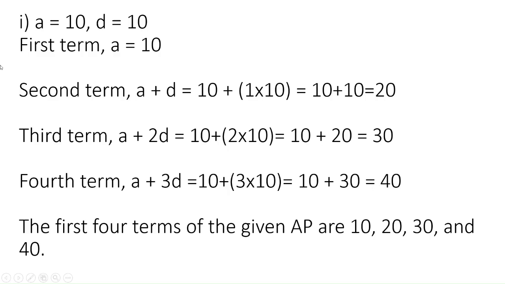So when the first term A is 10 and the common difference D is 10, what are the first four terms of that particular AP? 10, 20, 30, and 40.